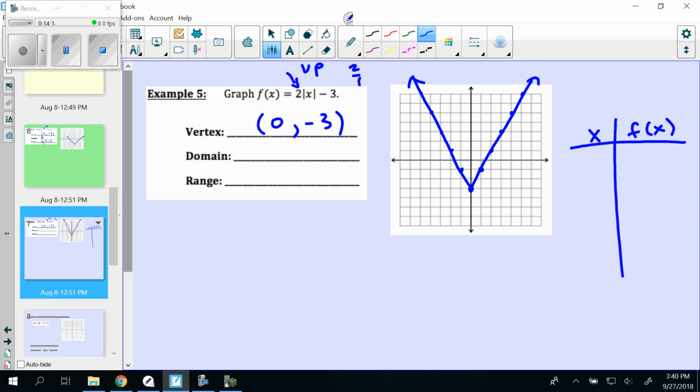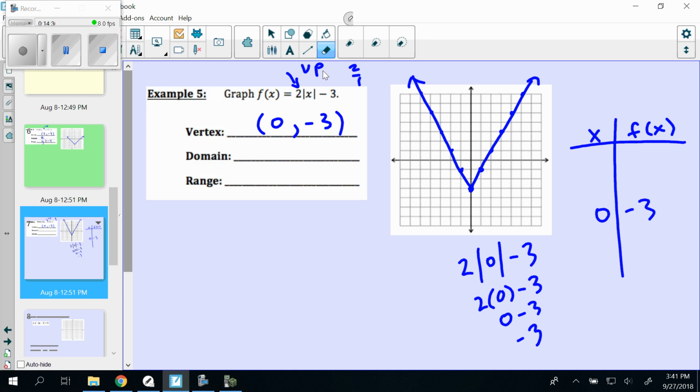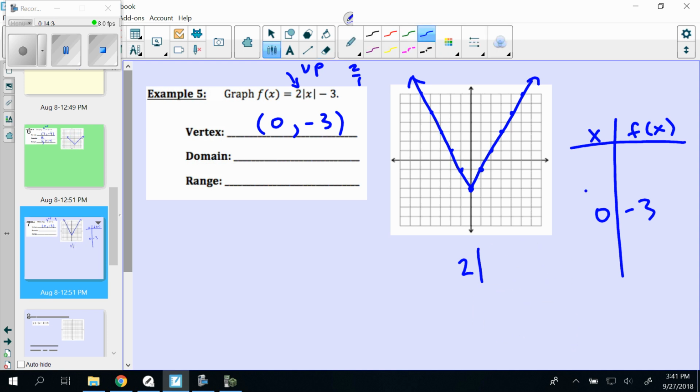If you plug in 0 on this one, just to show you, absolute value of 0 is 0. 2 times 0 is going to be 0. 0 minus 3 is -3. So that's our vertex point. If you plugged in, say, a point 1 less than that, like -1, absolute value of -1 is +1.